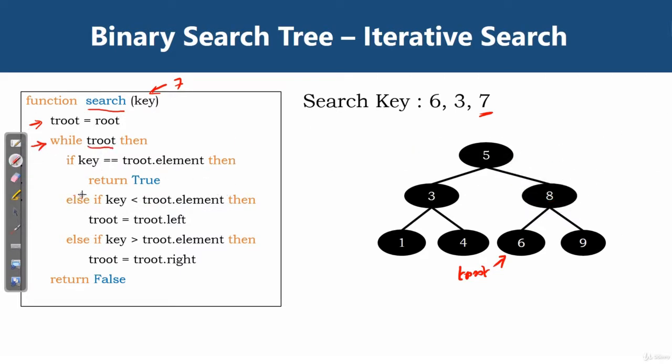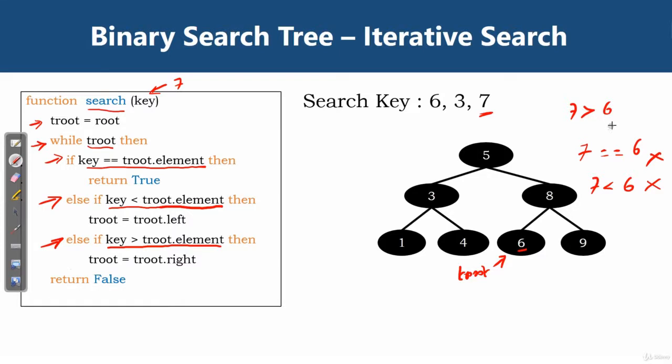We are still in a while loop. The condition of the while statement is checked, that is tRoot is still pointing to a node. So the first statement, that is key equal to tRoot dot element, is checked. That is, 7 is equal to the element within the node is element 6, which is false. So we move to the next condition, that is key less than tRoot dot element. Key is 7, which is less than tRoot dot element. Element is 6. This statement is also false. So within the while loop, we need to check if key is greater than tRoot dot element. That is, 7 is greater than 6, which is true. So the statement tRoot equal to tRoot dot right will be executed.